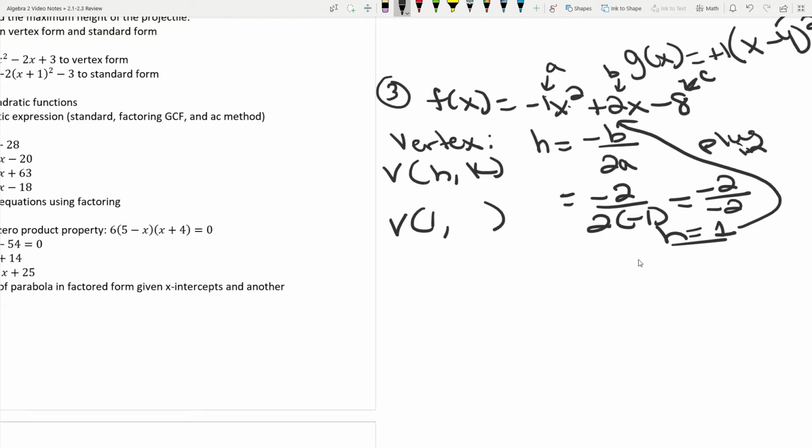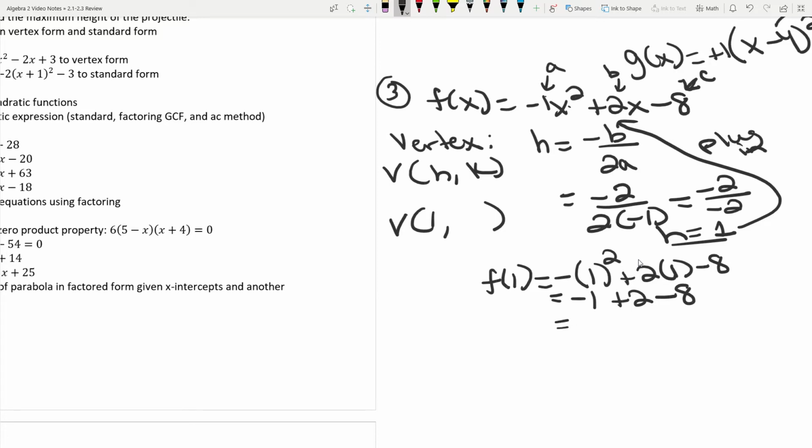So if we were to do that, we get f of 1. Now we're going to plug in 1 for x. So negative x squared is negative 1 squared plus 2 times 1 minus 8. So 1 squared is 1, so negative 1 plus 2 minus 8. If you did the math here, you're going to get 1 minus 8, which is negative 7. So that's my k value.